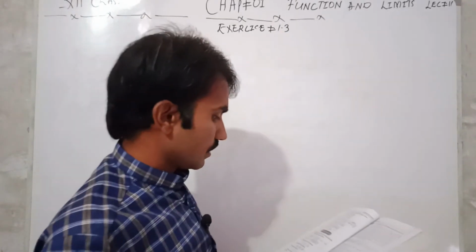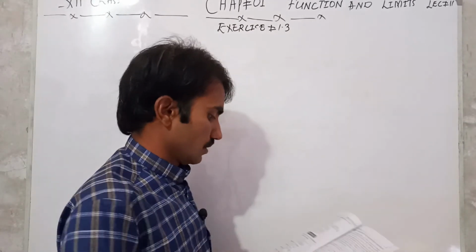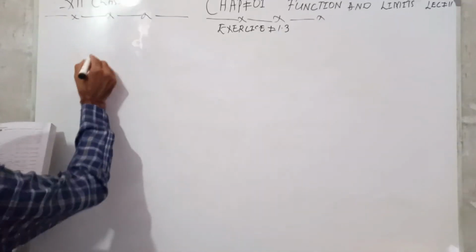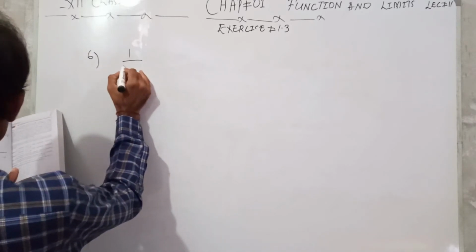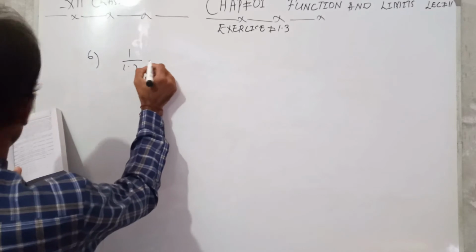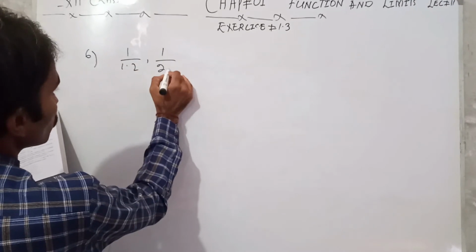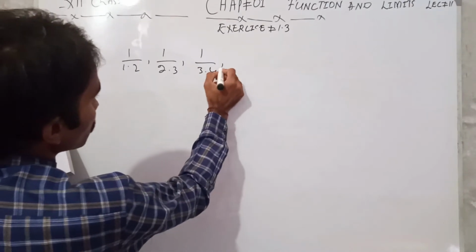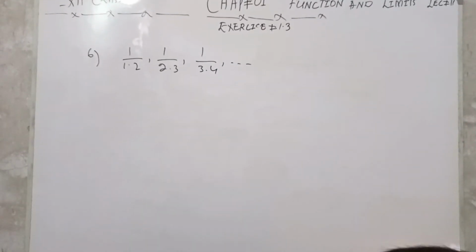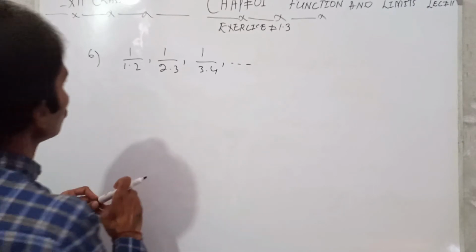So question number 6: determine the limit of the sequence. We have the sequence 1 divided by 1.2, 1 divided by 2.3, and 1 divided by 3.4. In that sequence, we just find the general term first, and later on we will move further.